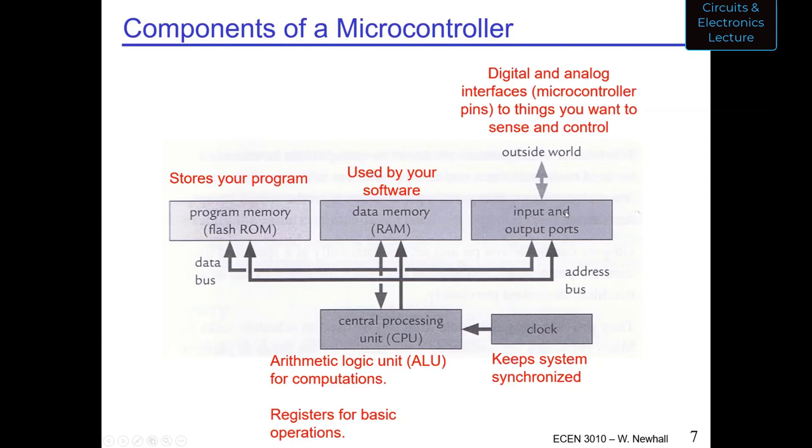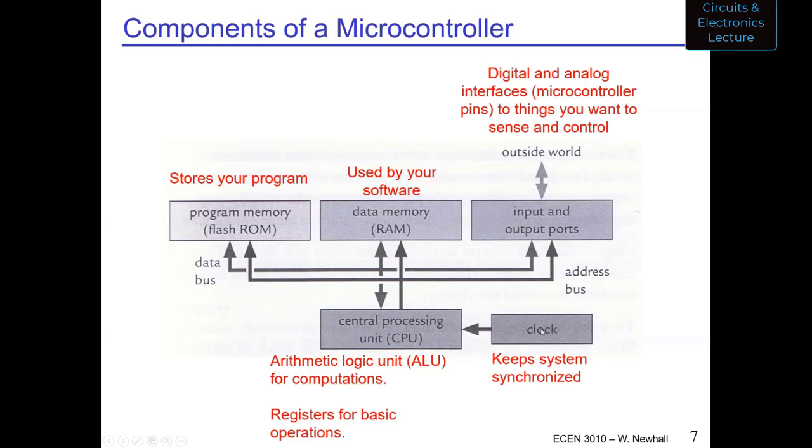You have input and output ports. This is the connection to the outside world. So ones and zeros, highs and lows, voltages, right, happen to the outside world. So those are your ports there. There's the central processing unit. So this is the brain of the microcontroller. It does math operations. It has registers for basic operations, comparing and operating on variables, on numbers, and it executes the instructions. It knows the codes for the instructions and what to do.